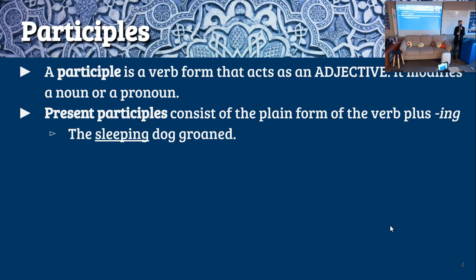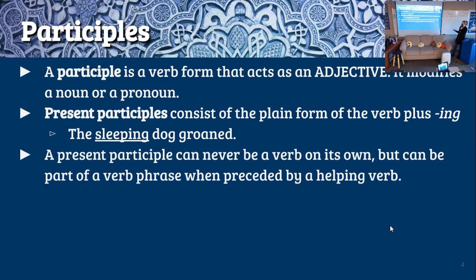But remember, it's only a participle if it functions as an adjective. Here is an example of a present participle being used: The sleeping dog groaned. Sleeping is our present participle. It looks like a verb, it has an ing ending, and it's functioning as an adjective. What word is that present participle modifying in the sentence? Dog, right? It's giving us more information about dog. It's modifying a noun, making it an adjective. Is this making sense so far? You guys with me? Okay.